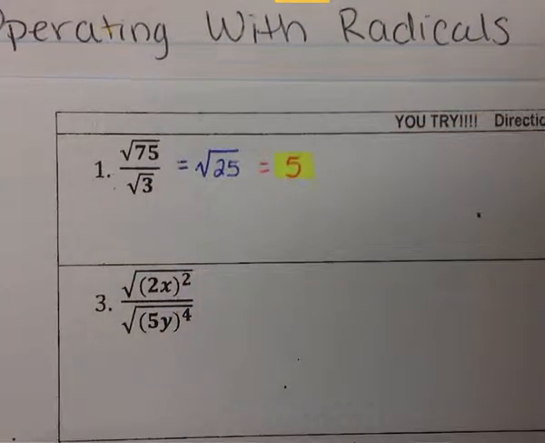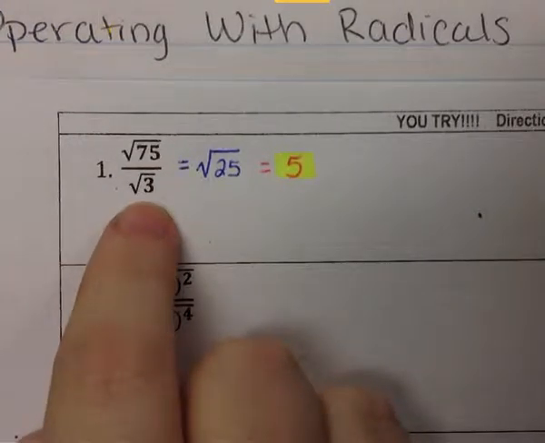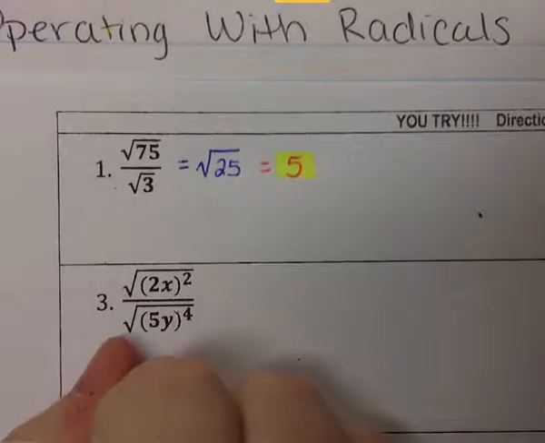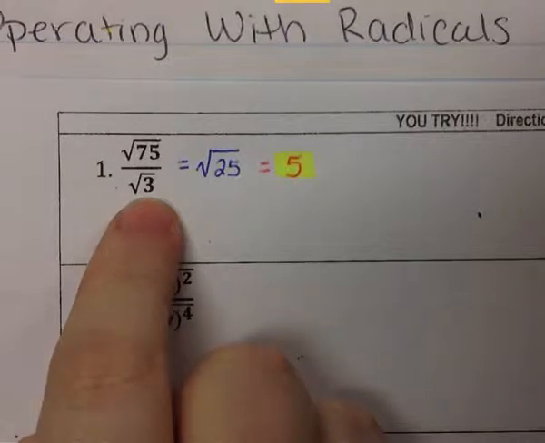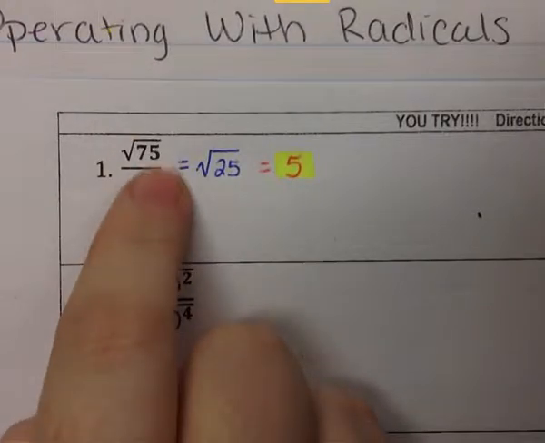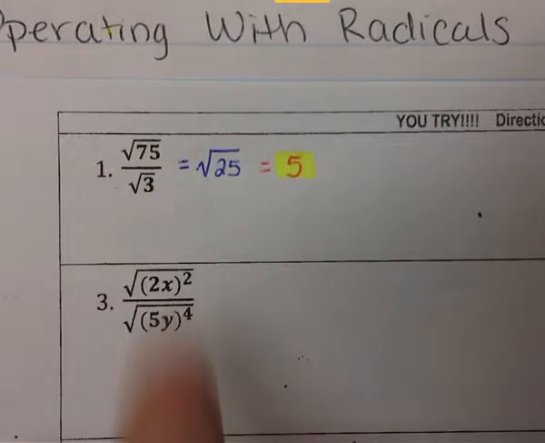It might look difficult, but a lot of times you can simplify ahead of time and it becomes much easier to deal with. Instead of having to multiply by the square root of 3 to top and bottom and then simplify, see if you can simplify first.